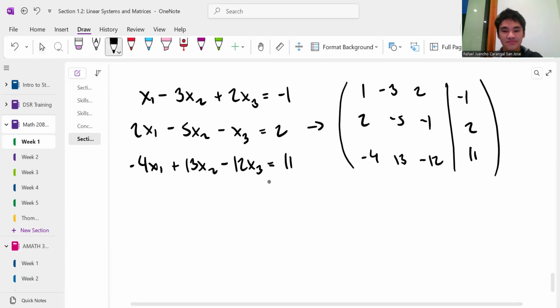Yes. So, augmented matrices include a vertical line separating the left and right-hand sides of the equations. What else can we say about it?